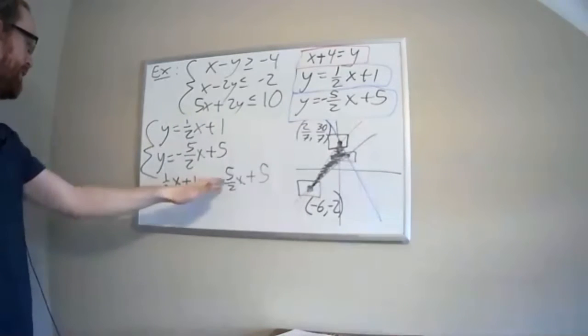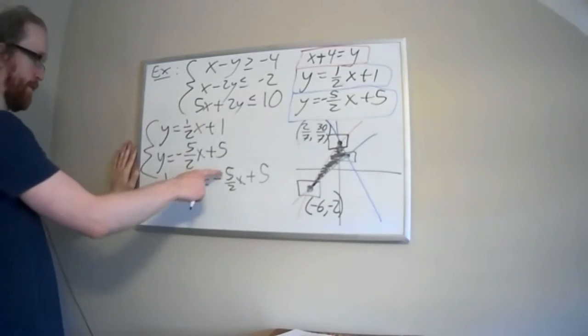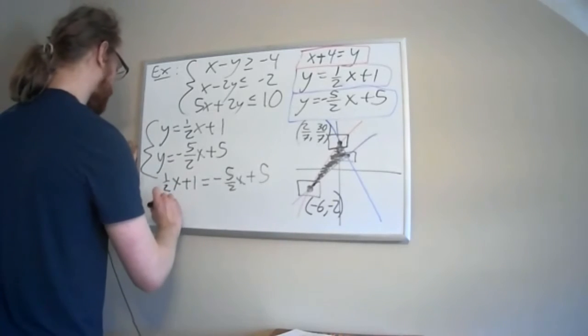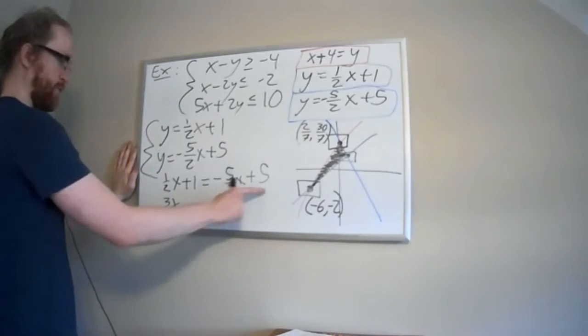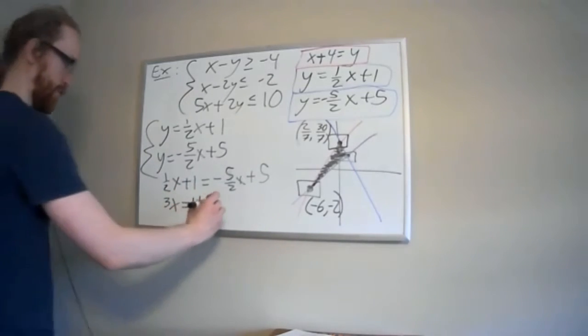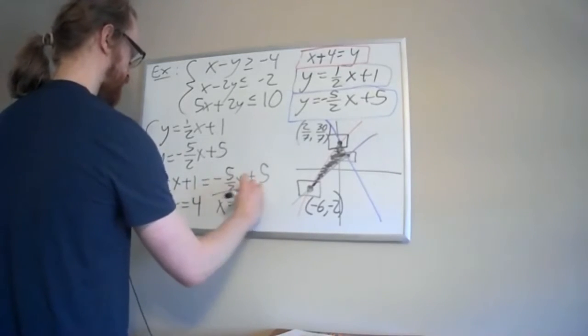So I'll maybe add 5/2 x to both sides. I think we'll get 3x. 5/2 plus 1/2 is 6/2, which is 3, so 3x. And if I subtract 1 from both sides, I'll get 4. So I think x is 4 over 3.